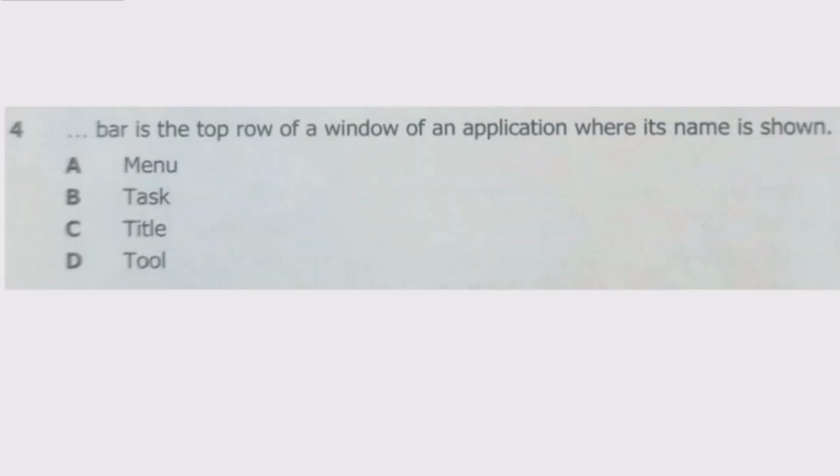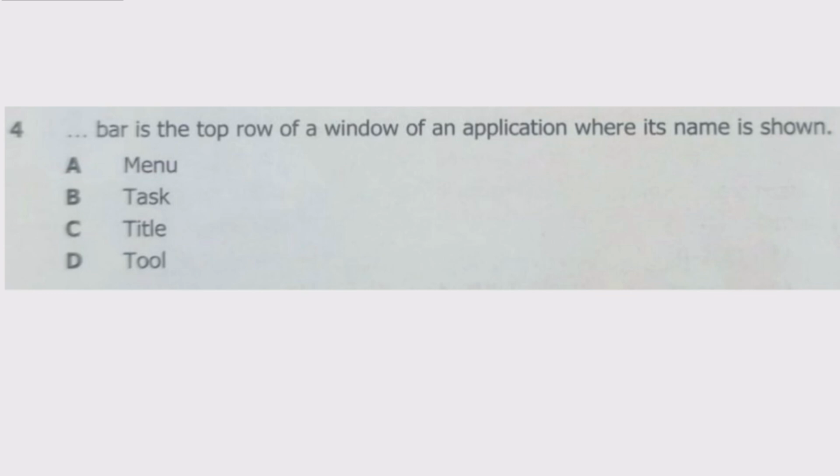Question 4 is as follows. Dash bar is the top row of a window of an application where its name is shown. A, menu bar. Menu bar is not the top row of a window of an application where its name is written. No. B, taskbar. Taskbar is not the top row of the window of an application where the name is written. No.